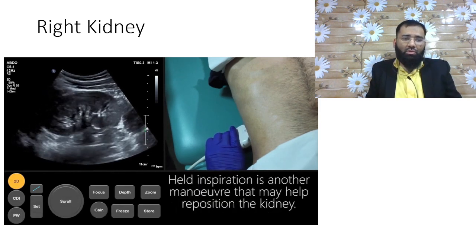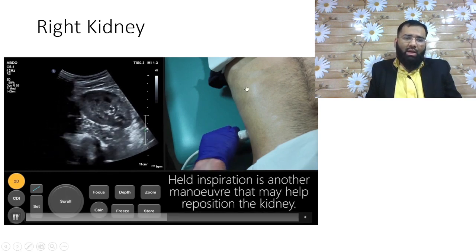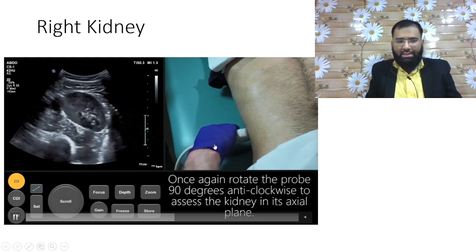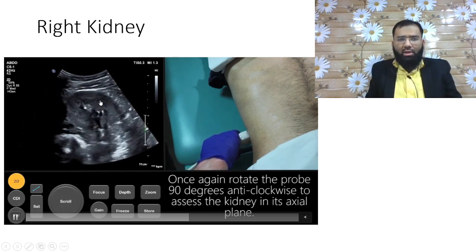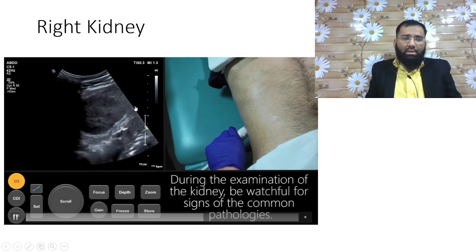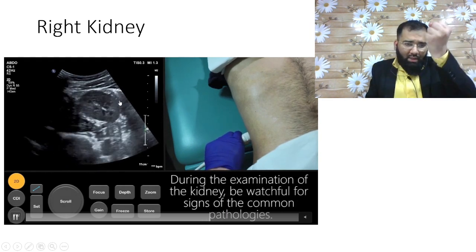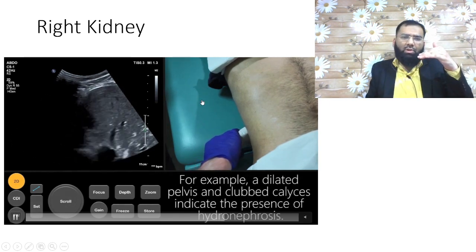Sometimes you can ask the patient to raise the arm or take a deep breath when you are not getting the views in a better way. Now we have turned the probe to 90 degrees, and you can see that we have got the transverse section, and now you can view the cortex, and outside it the echogenic renal fat. This is how you have to scan through the kidney. You have to sweep through it so that you don't miss any pathology.